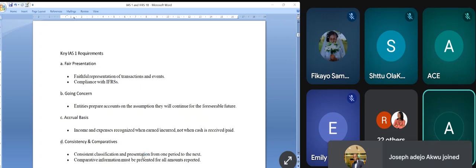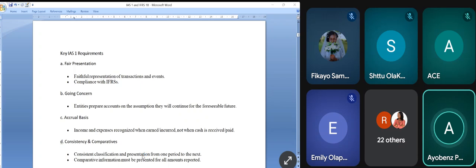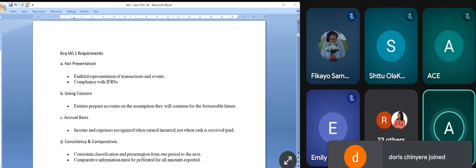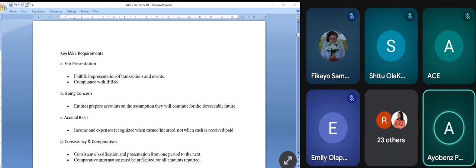You know that for those that are doing PSAP now, under the government accounting system, they do not use this accrual basis majorly. They use the cash system. When cash is received or when cash is paid, that is when they recognize income and revenue. But under the IFRS guideline, we're told that under IAS 1, we are to use the accrual basis, not necessarily when cash is paid or received before you can recognize income or expense, but once it is earned or incurred.